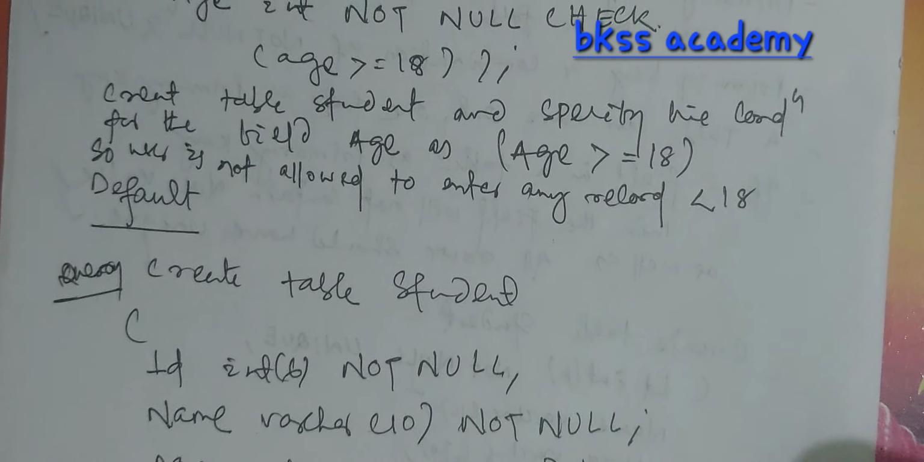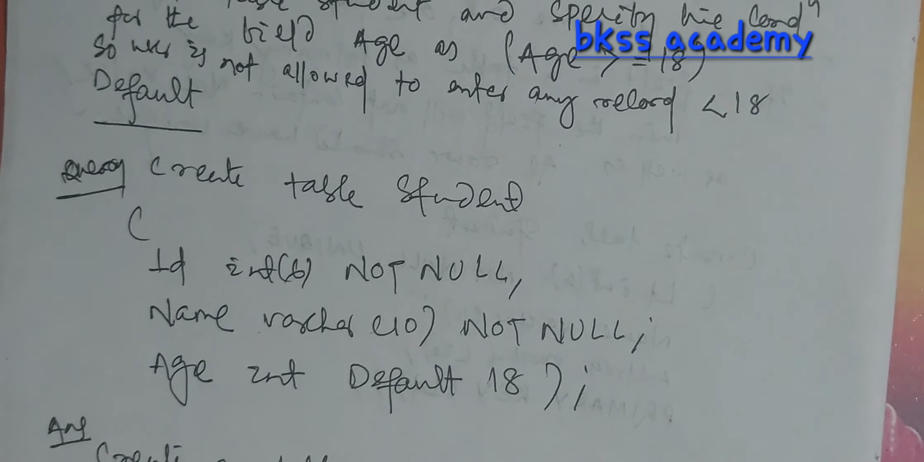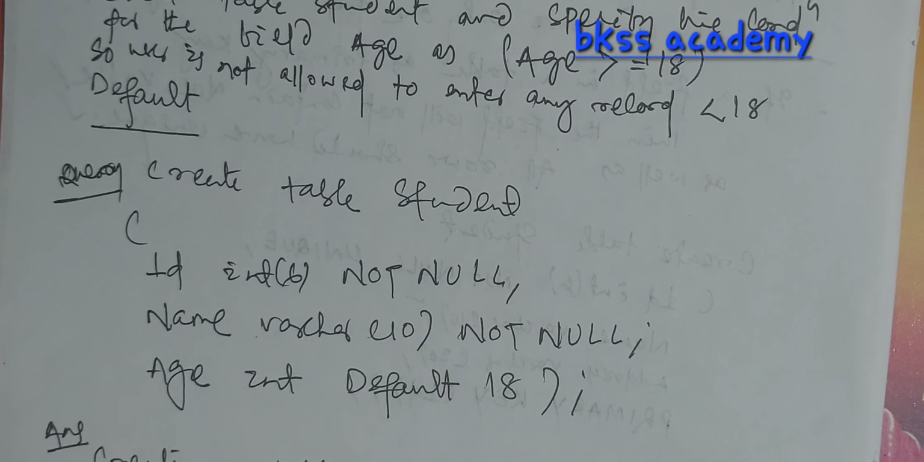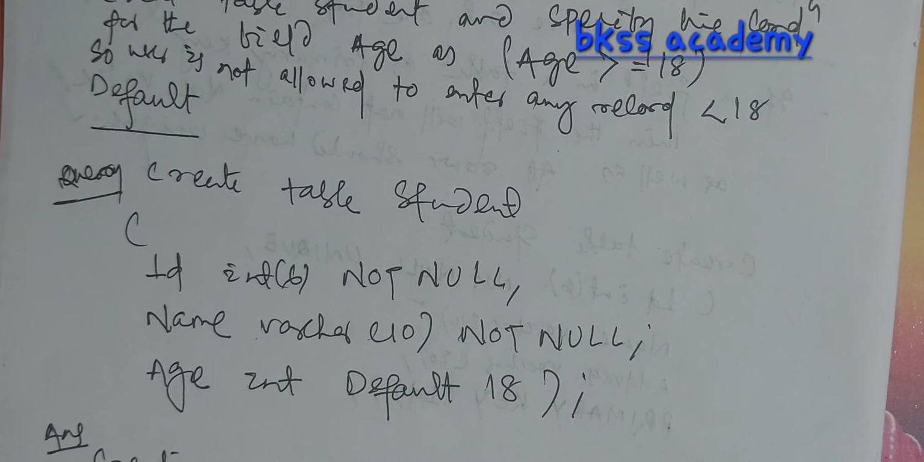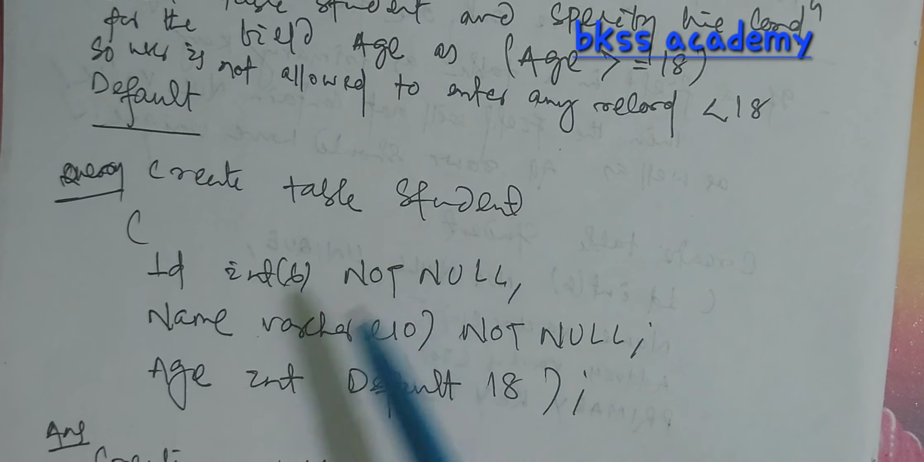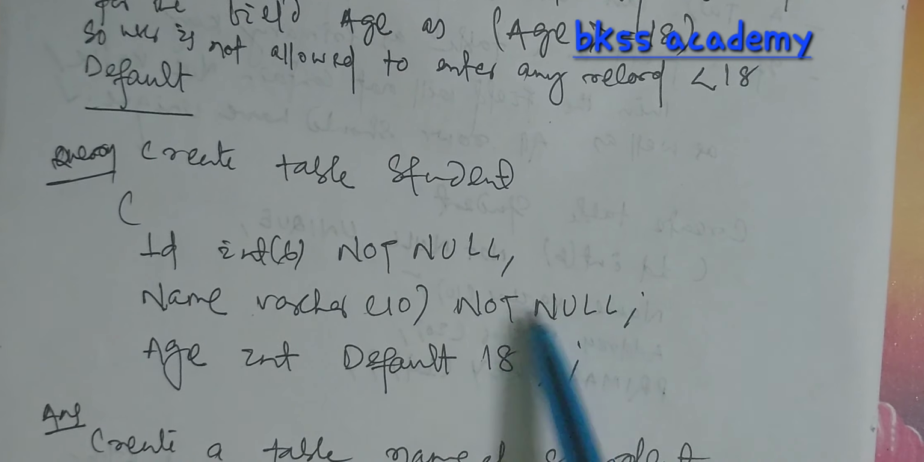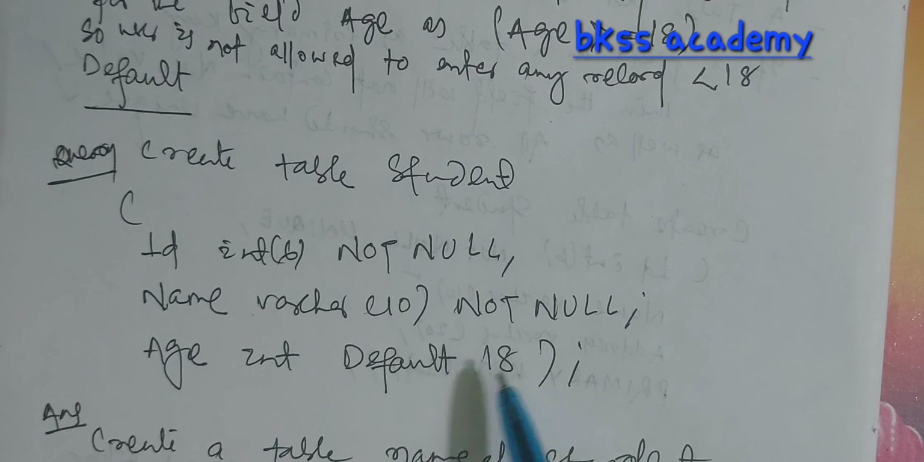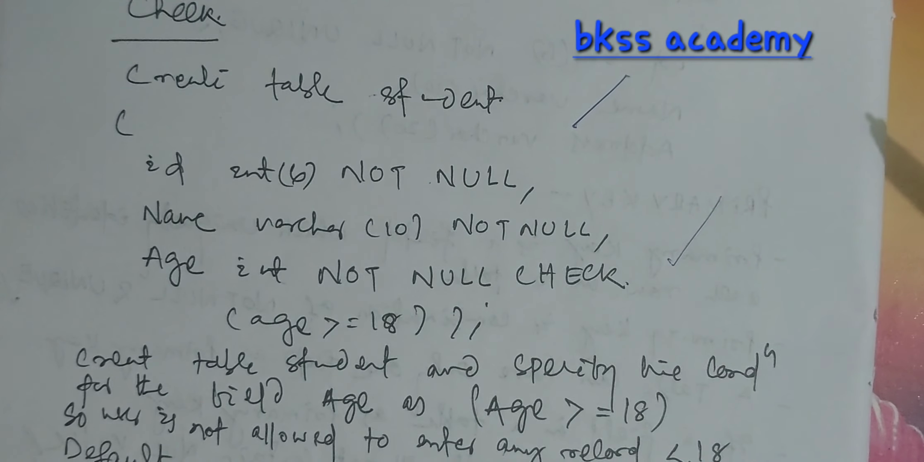Similarly, for default, suppose a question is there: create a table named student and specify a default value for the field age as 18. So, create table student, id int6 not null, name varchar 10 not null, age int default 18. This is the syntax for default and this is the syntax for check.